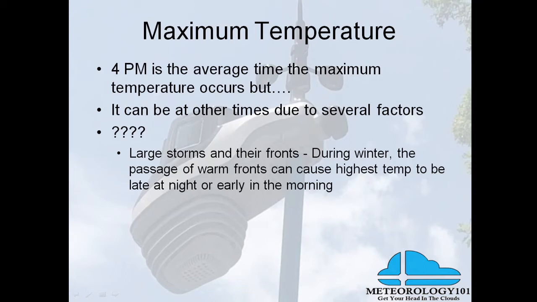Or the frontal systems during the winter, you get the frontal system passage. It's cold, and then in the middle of the afternoon, you get frontal passage. Now you have that cold air behind that cold front pushing in and dropping the temperature significantly, creating your low in the afternoon instead of in the morning.